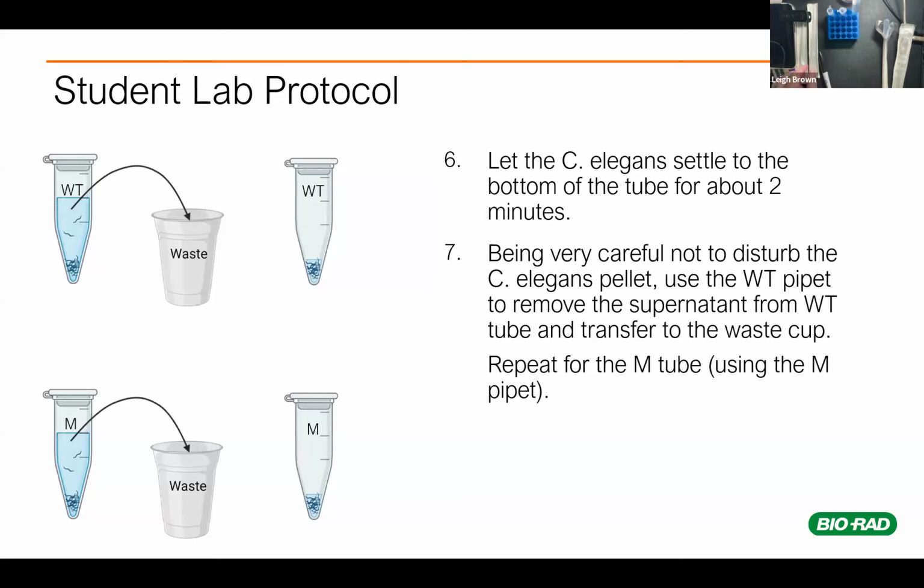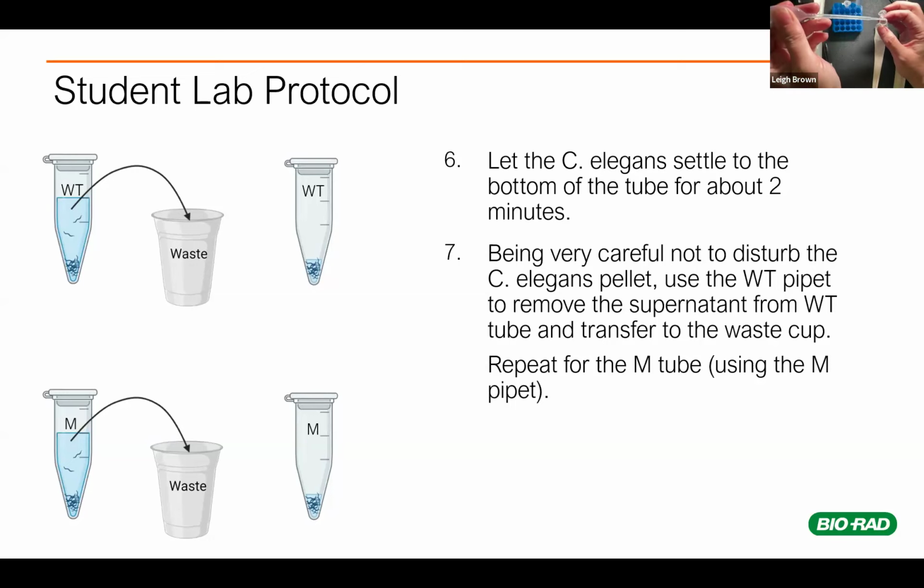All right, that's about 2 minutes at this point. Most of you, if you check, should see that you've aggregated worms or a white cloudy blob down at the bottom of those 1.5 mil tubes. What I'll have you do now is, using the appropriate transfer pipette, so you've got the pipette that's labeled wild type and the one that's labeled mutant, remove as much of that buffer as you can without disturbing the pellet.